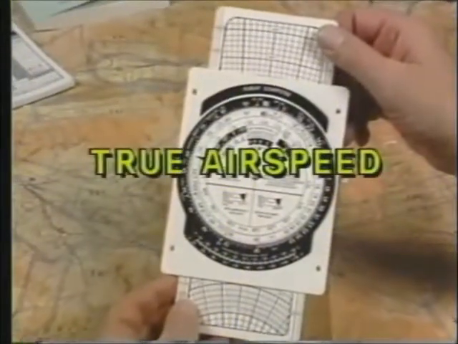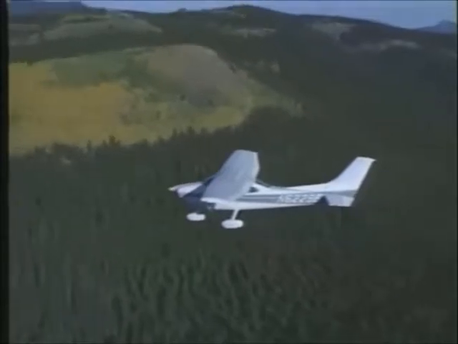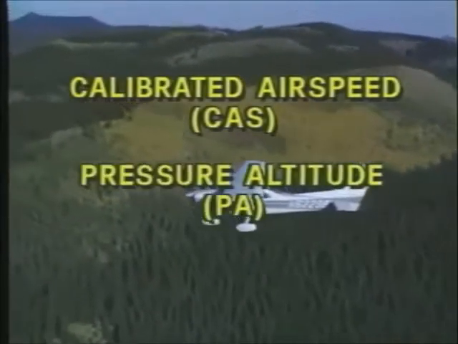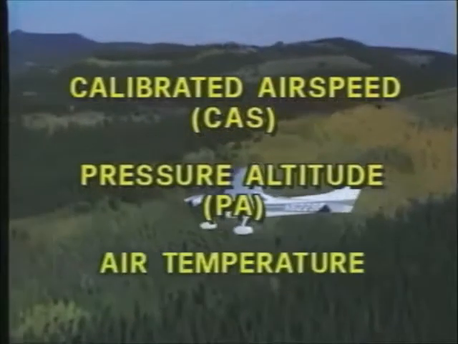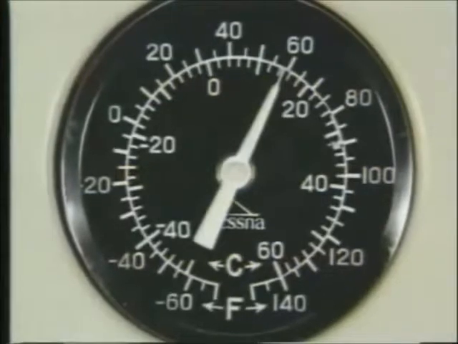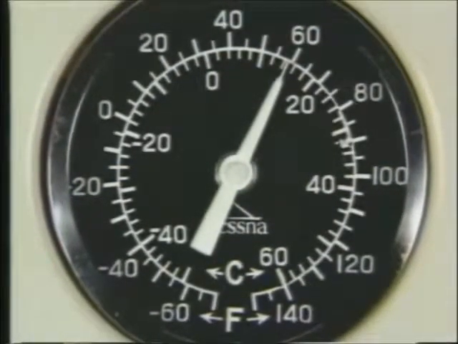You can also use this side of the computer to determine true airspeed. However, to do this, you must know 3 things: calibrated airspeed, pressure altitude, and air temperature. While in the air, you can determine the temperature by referring to your outside air temperature gauge.